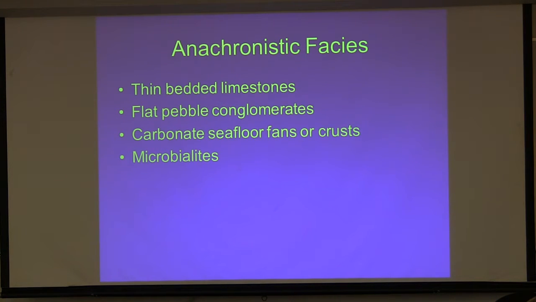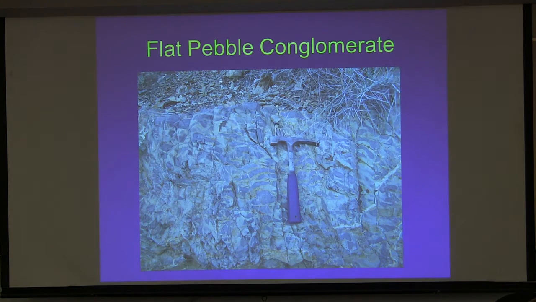What this created in the early Triassic was anachronistic facies. Anachronistic facies are sedimentary structures that do not appear very often past the end of the Cambrian because of metazoan activity that stirs up the sediment. So you get thin-bedded limestones in shallower environments where you do not usually see them. You get flat pebble conglomerates, carbonate seafloor fans, and microbialites, including stromatolites and thrombolites.